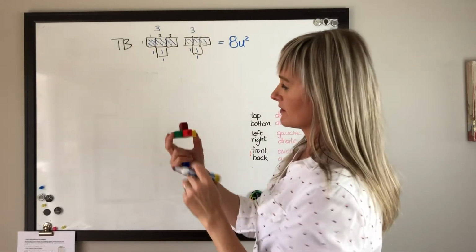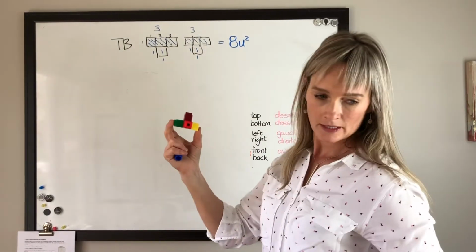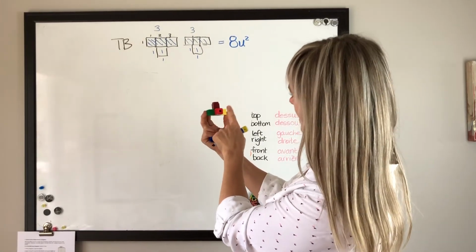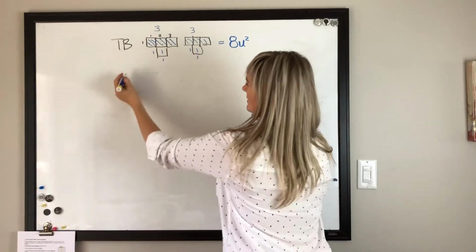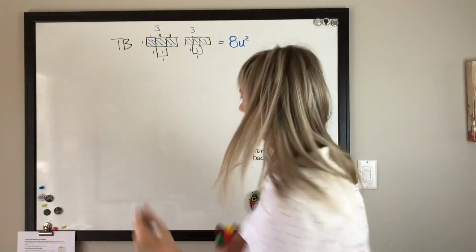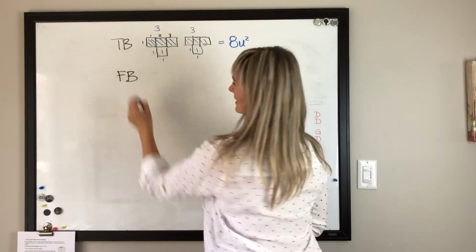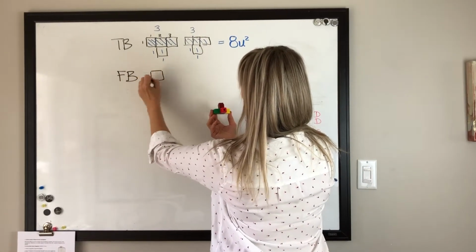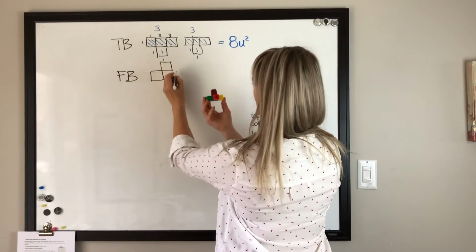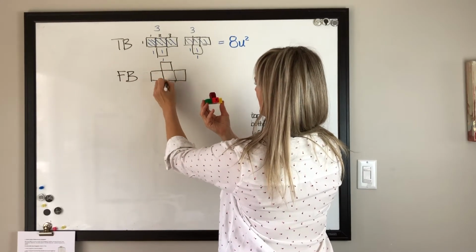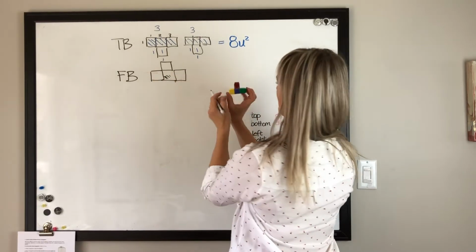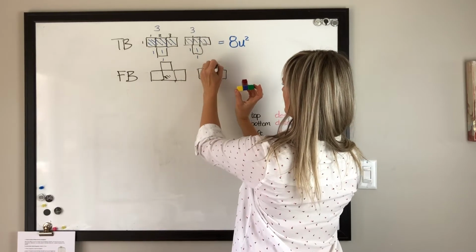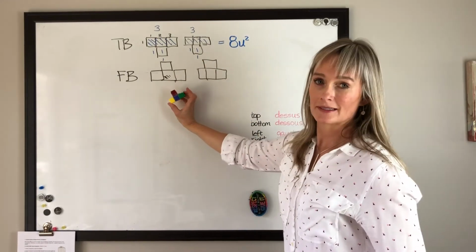Okay, let's look at the front. The front, well, isn't that interesting? We have 1, 2, 3, 4 again. So again, the front, which we're going to use front back now. Front back. The front looks like this. And this guy sticks out a bit. And the back looks like this. So again, we have 4 units.